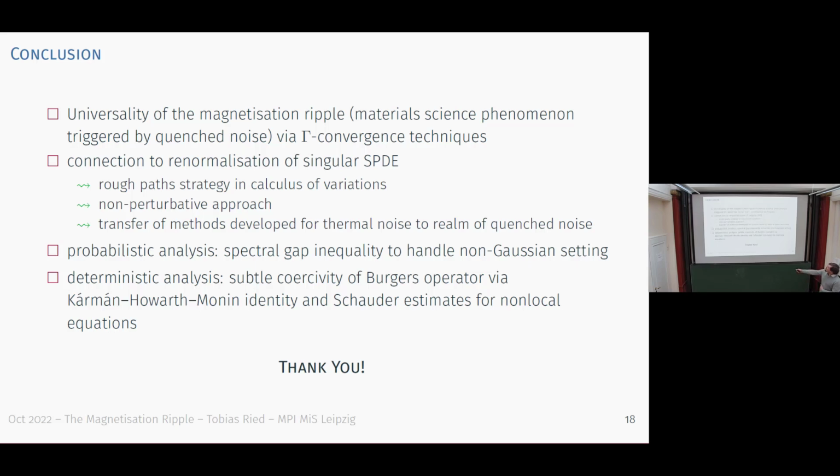And on a conceptual level, what's nice is that we transfer the methods that have been developed for thermal noise, so Hairer's theory and so on, to the realm of quenched noise, which on the probabilistic side heavily depends on spectral gap inequality to handle the non-Gaussian setting, but still has nice Gaussian concentration properties. And the deterministic analysis has this subtlety that we have this Burgers operator in the background and need the Kalman-Hubbard-Monin identities to extract the good coercivity properties and Schauder estimates for nonlinear.